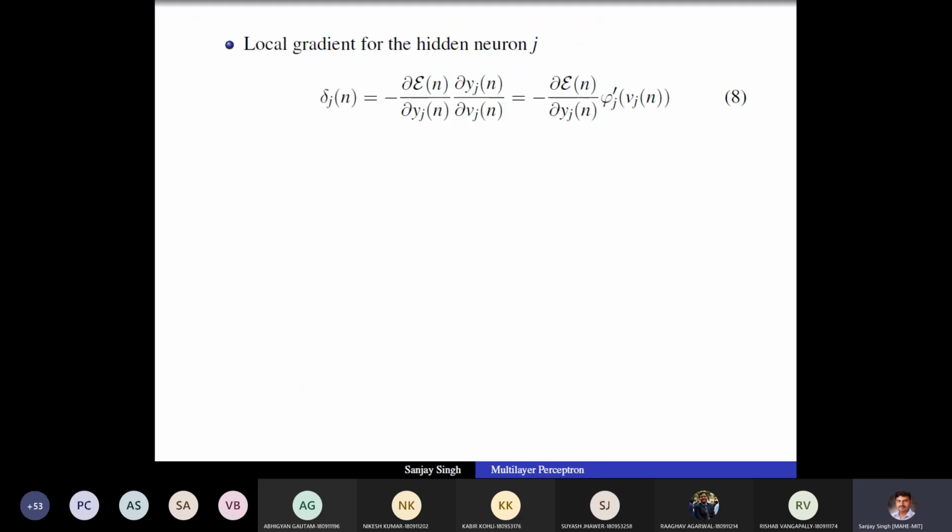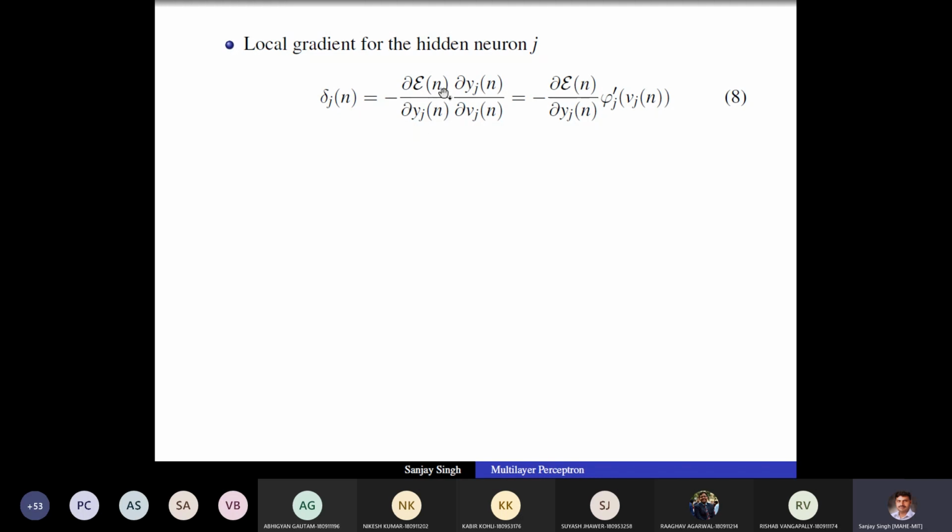And then we see the local gradient for the hidden neuron J. As we know, the local gradient is nothing but dou E by dou Vj, which we have seen earlier. But because E does not directly depend on it here, things will slightly change. Dou E by dou Yj. So we'll see what will happen.